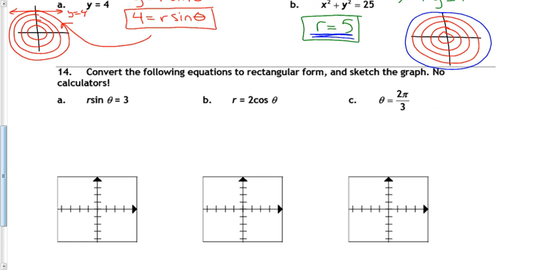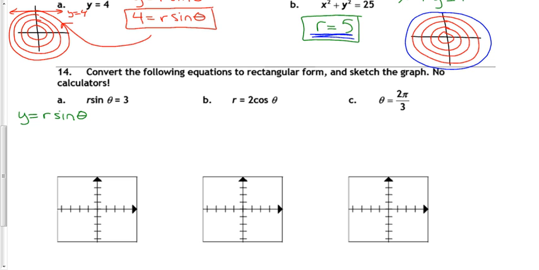This one, I feel like, is a little trickier, a little more difficult, but we can do it anyway. So we're going to convert the following equations to rectangular form and then sketch the graph based on the rectangular equation. So in this first one, r sine theta, I should immediately recognize r sine theta. And r sine theta is equal to y. Y is equal to r sine theta.